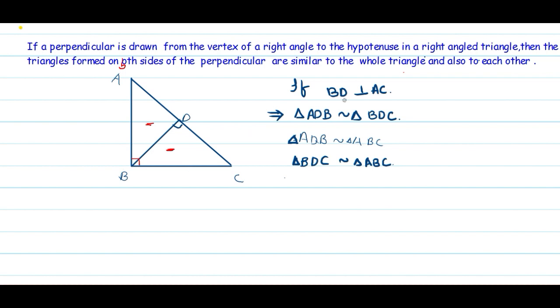This is the statement. That is, if you write it like this: if ABC is a right angle triangle and BD is perpendicular to AC, then ADB will be similar to BDC, they are similar to each other, and ADB will be similar to ABC, the entire triangle, and BDC will be similar to the complete triangle ABC. This is one of the important statements.